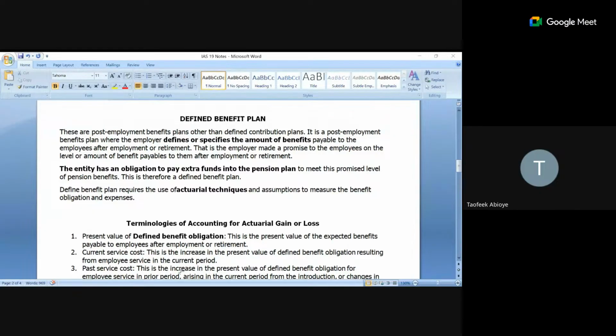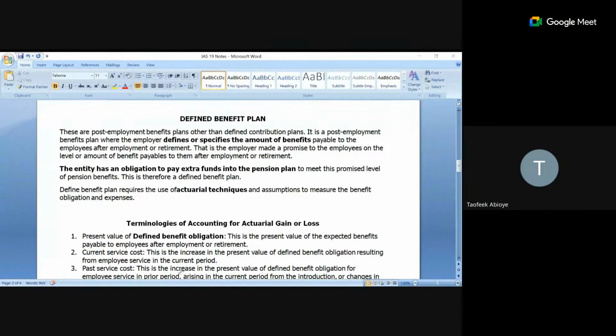Is that 10% they will contribute? And if that 10% settles the liability, fine. If it does not settle, they do not have any legal obligation. But in a defined benefit plan, they must settle that liability. Hope that is noted. So both of them have fixed amounts to pay.